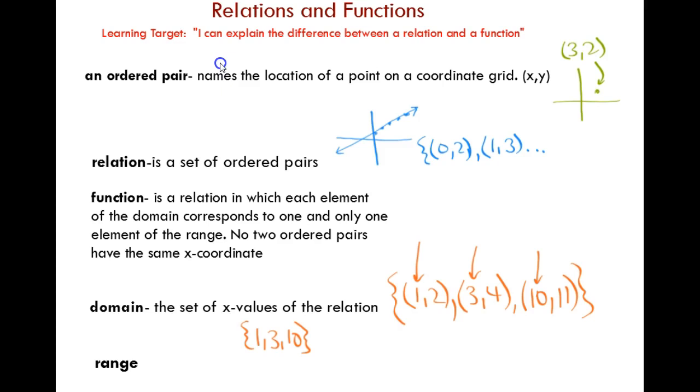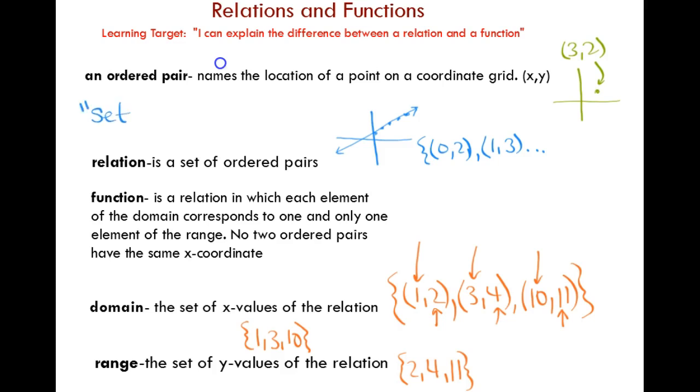Range, as you can imagine, is the opposite. It'd be the set of y values of the relation. So using the same example, it'd be {2, 4, 11}. If you notice, I'm using these squiggly brackets. That's how we denote a set. So a set is just a group of numbers, or a group of things, indicated inside of squiggly brackets.